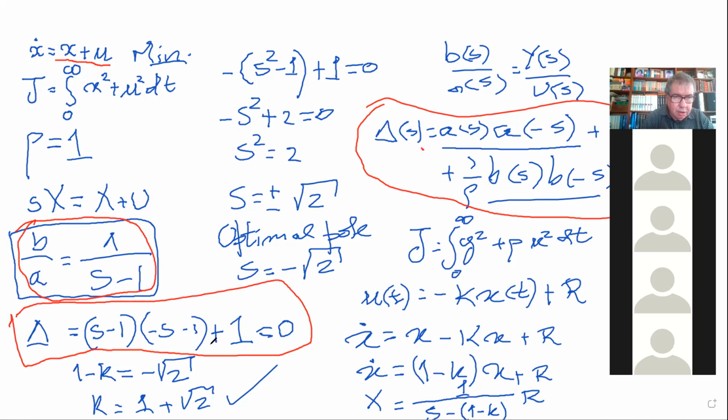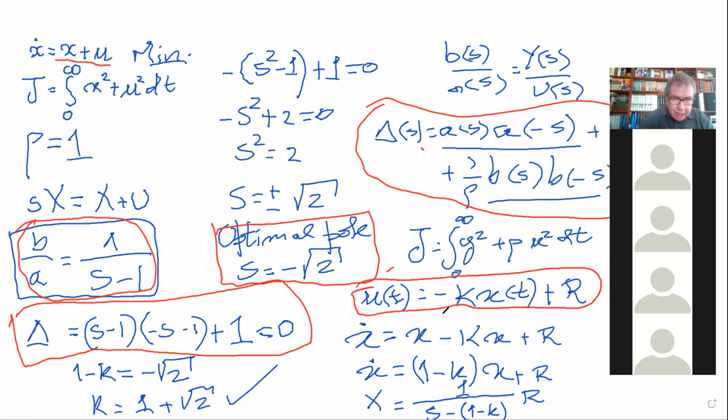Find the roots. And you have two roots that are symmetric with respect to the imaginary axis. One is a stable root, the other is an unstable root. So choose the stable root, minus square root of 2, and then assume that you have a control law, which is a feedback of the state, and place your pole there, which gives you the final gain. Too complicated?